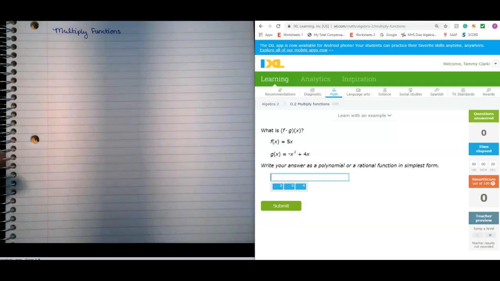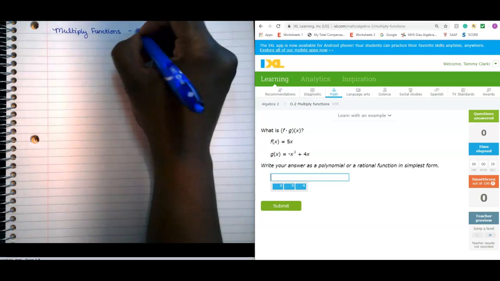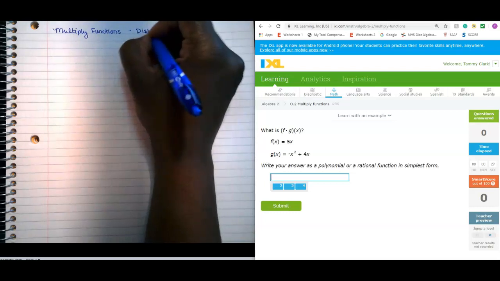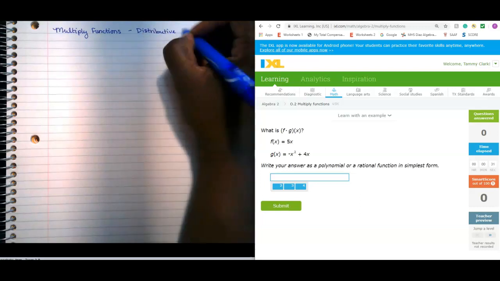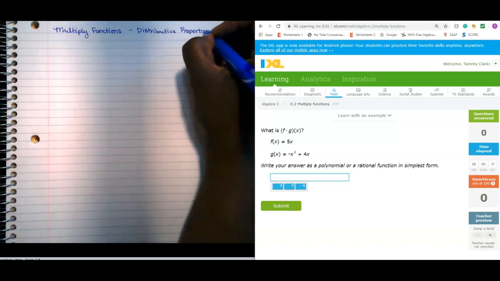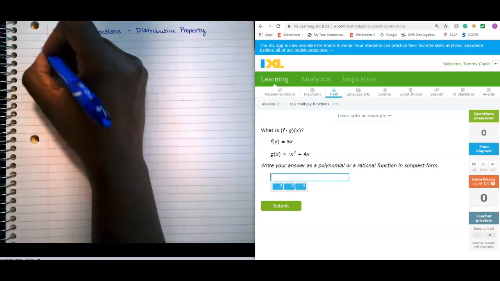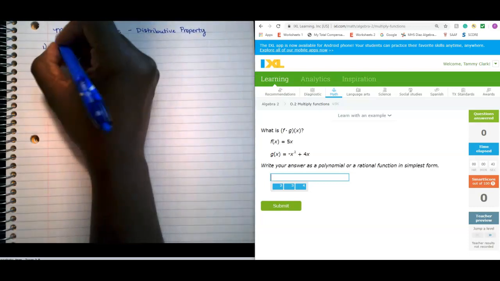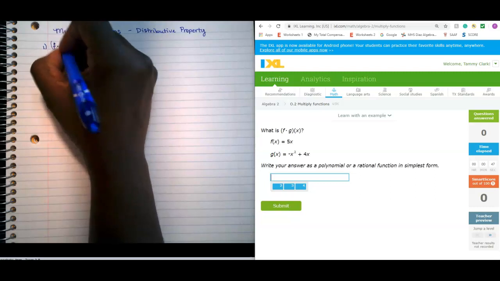Let's look at multiplying functions. Think here, distributive property. So you've seen this before, you just haven't seen it in the way where we're telling you that we're multiplying two functions together. So our first question is, what is f multiplied by g of x?